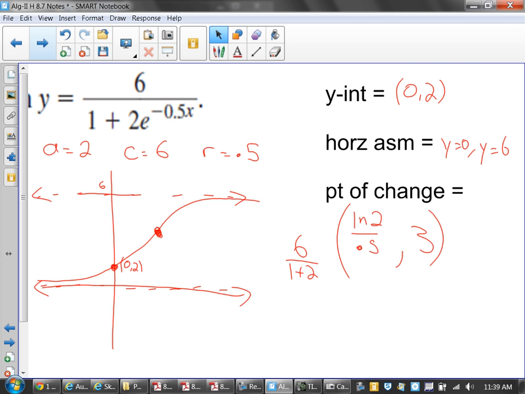The horizontal asymptote value is always at 0 and C. Always. That's the rule. I find the y-intercept is c over 1 plus a. Like I said, when we plot these things, you're going to notice it's very, very easy.